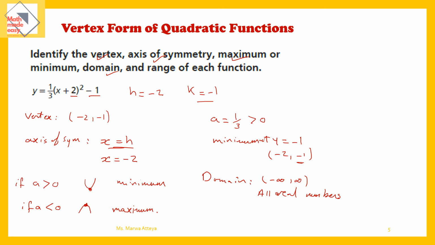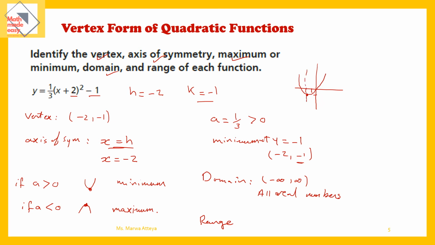The range, however, does depend on the numbers we have. Now, this parabola, if we sketch it, we don't have to sketch it every time, but I just want you to imagine. We just said that its vertex is at (-2, -1), right? So the vertex is here. And we know that a is positive, so this parabola is looking upwards like that, and its axis of symmetry goes here.